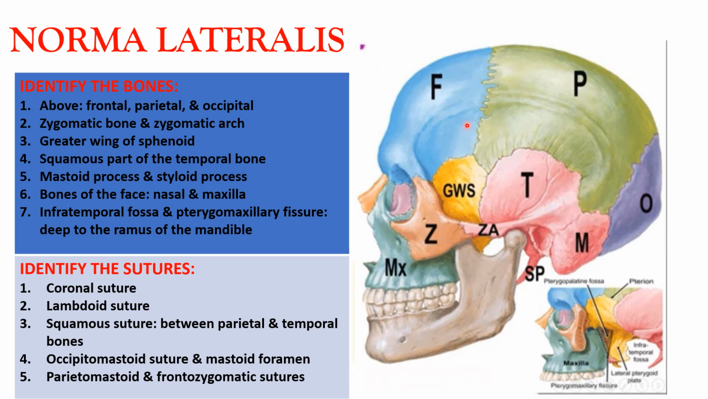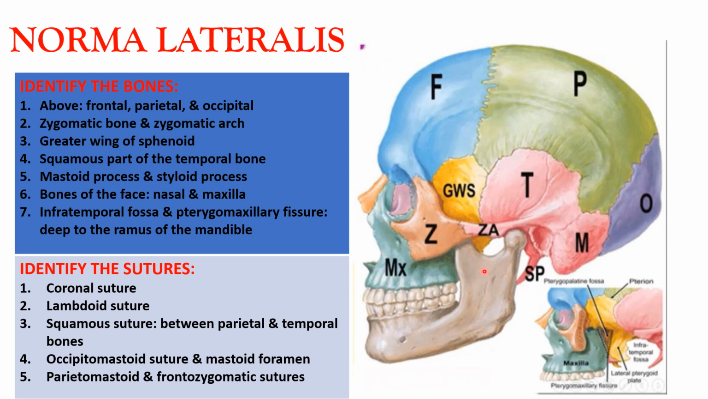All right, so this is the frontal bone, this is the parietal bone, this is the occipital bone, this is the zygomatic bone, and this is the zygomatic arch. Okay, this bone here is the greater wing of the sphenoid, and we have the squamous part of the temporal bone, and then we have the mastoid process, and then there's another process called the styloid process. Okay, and then for the bones of the face, we have the nasal bone where my cursor is, and where my cursor is now, the maxilla. Then this is the ramus of the mandible.